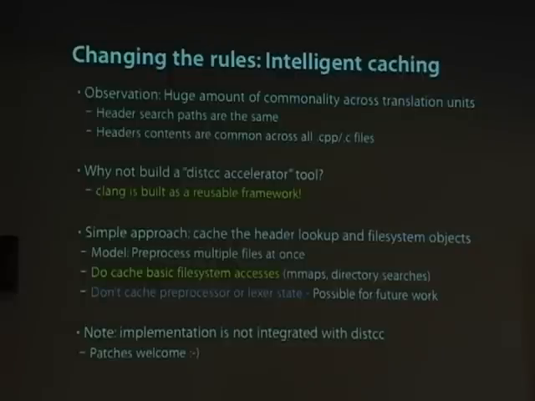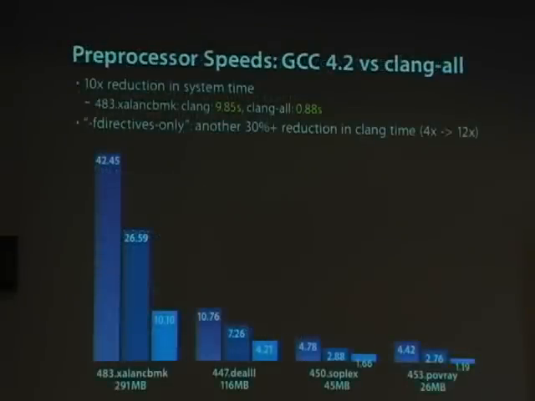So the idea here is that, say you have a tool like DistCC where you're presented with a big work list of things to preprocess. Instead of forking and execing processes to do this, because this is a library-based design, you just link it into your tool and preprocess them one after another. And what happens? Well, the answer is that good things happen.